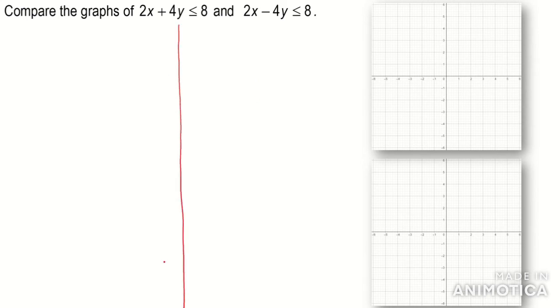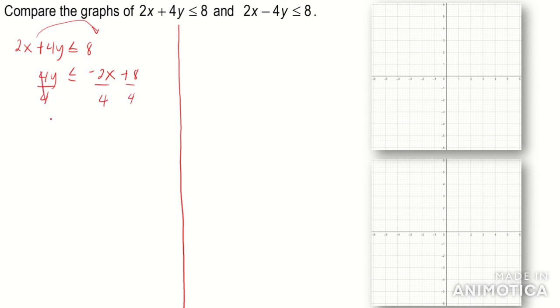Okay. So let's start with 2x plus 4y is less than or equal to 8. We're going to write each in slope-intercept form, so in the graphing part, it will not be difficult for us. So we are going to apply here the subtraction property of inequality. So we have here negative 2x plus 8, then we have here 4y, then dividing all terms by 4.